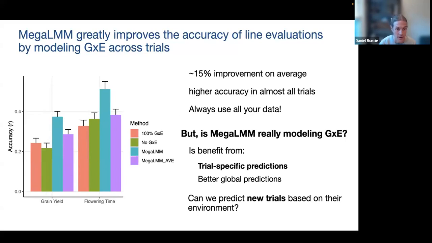So the purple bar here is taking the prediction of MegaLMM in each trial, averaging them, and then using that average in each trial. In some sense, it's very parallel to the green bar. And so we see that it does a little bit better than the green bar. So our tool is able to get a better average prediction for yield, but that's not nearly as good as its actual specific prediction in each trial. So we are successfully able to make predictions unique to a particular trial. So that's good. That means that we are, in a sense, modeling gene environment interactions.